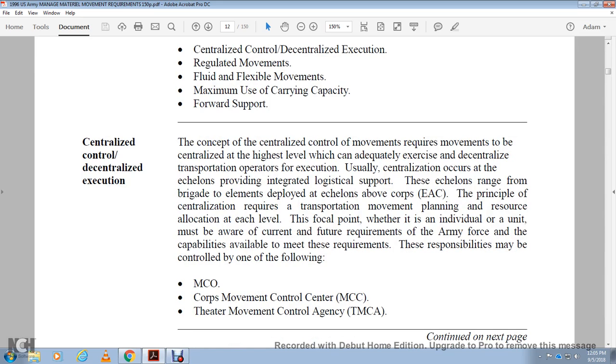Centralized control and decentralized execution. The concept of centralized control requires movement to be centralized at the highest level to allow adequate exercise of decentralized transportation operations in execution. Usually centralization occurs with the echelons providing integrated logistics support. The echelons range from brigade elements of the division to echelons above corps. The principle of centralization requires the transportation movement plan, with resource allocation, to be managed at a focal point, whether an individual or a unit, which must prepare for the current and future requirements of the Army forces and the capabilities available to meet them. This responsibility may be controlled by one of the following: the MCO, the Corps Movement Control Center, or the Theater Movement Control Agency.